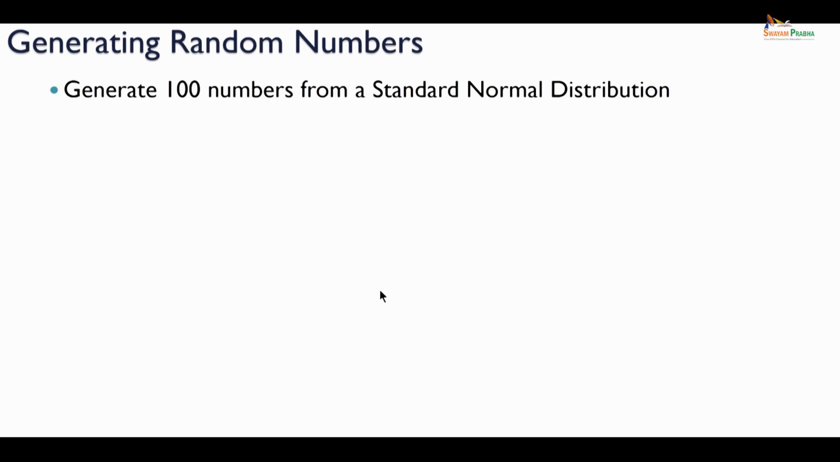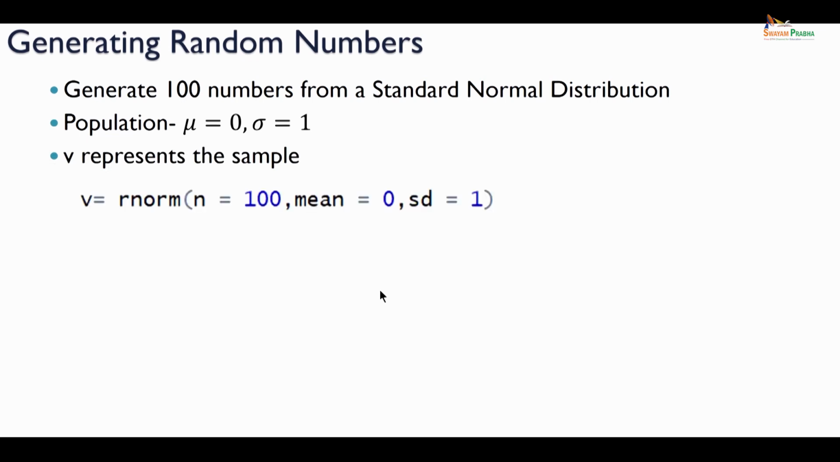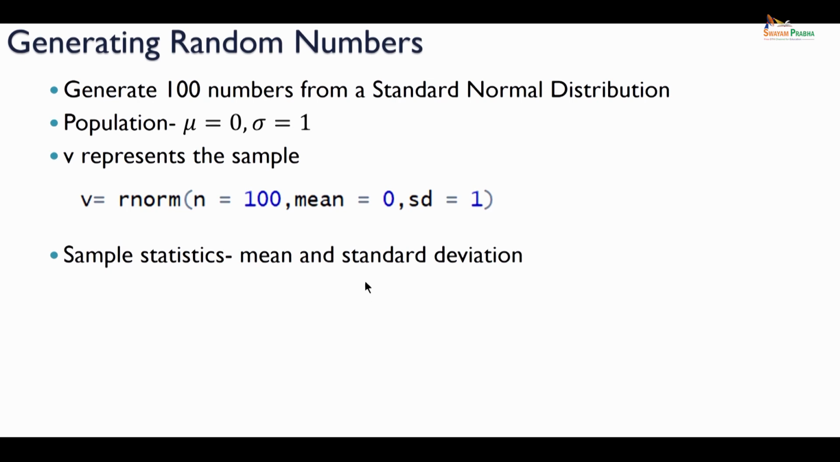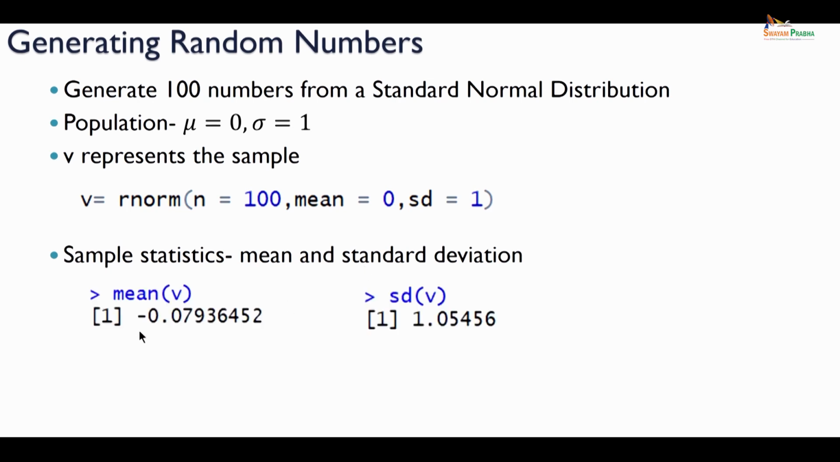I am going to repeat the same procedure, and instead of n equal to 10, I am going to give n equal to 100. Now, I am going to compute the sample statistics. I can see the sample mean is minus 0.08, which is really closer to 0, and the sample standard deviation has also improved and is at 1.05. This tells you that the more samples you have, the better they represent the population.